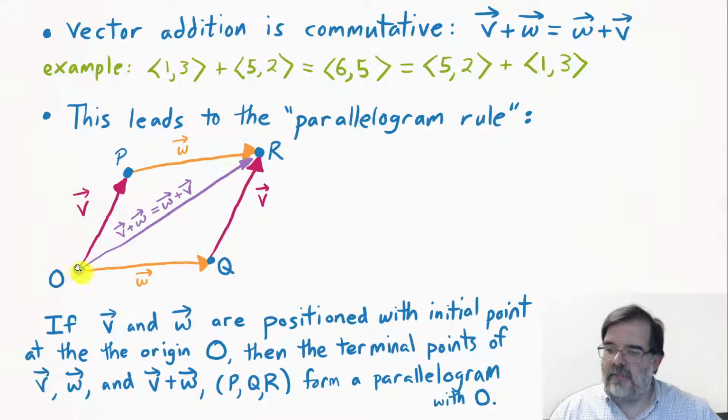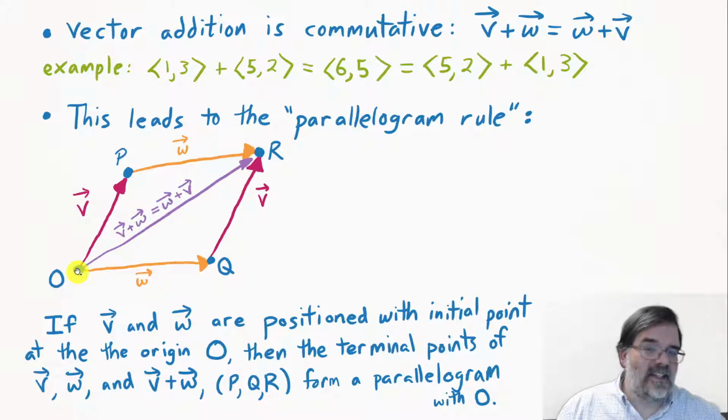So imagine I have the origin, and I draw the vector v, so its initial point is the origin. And that brings us to a new point P. And then from the point P, we add the vector w, and that brings us to a point R. Right? That's the same thing as v plus w.